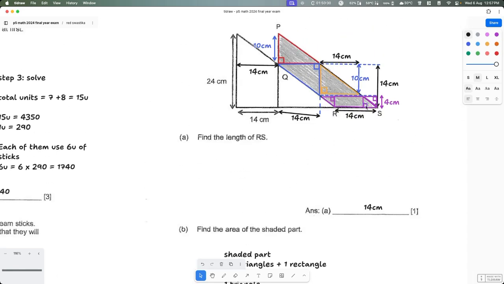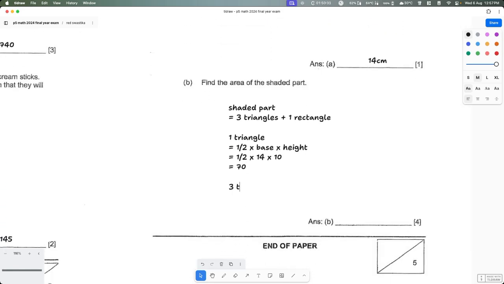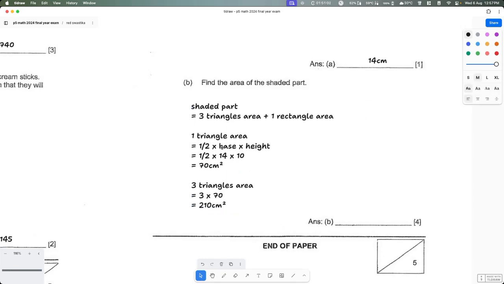And then what about the rectangle? So three triangles. So one triangle area, three triangles area, one rectangle area. Okay, is equal to 3 times 70, which is equal to 210. The three triangles area is 210.